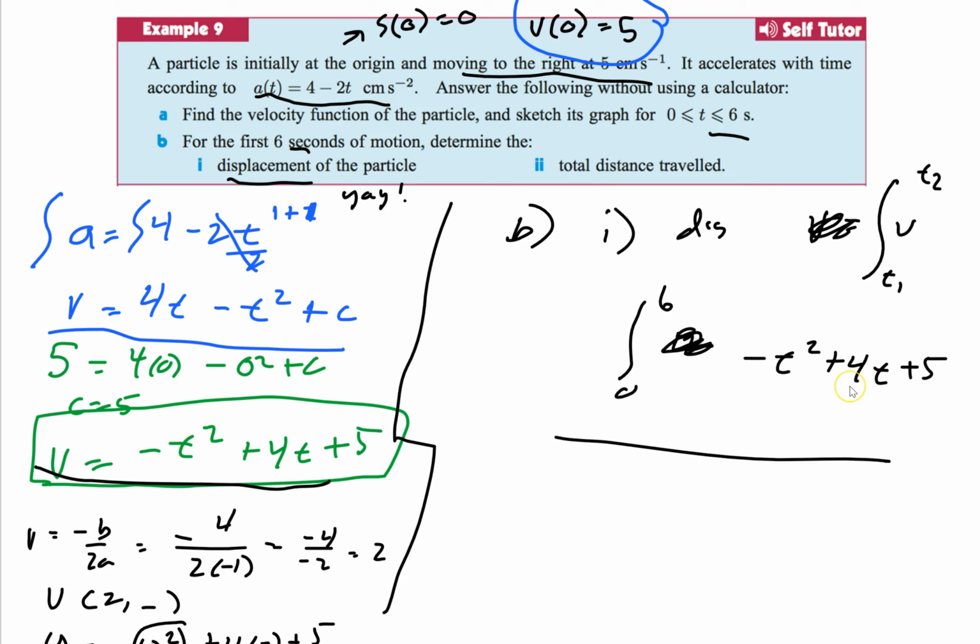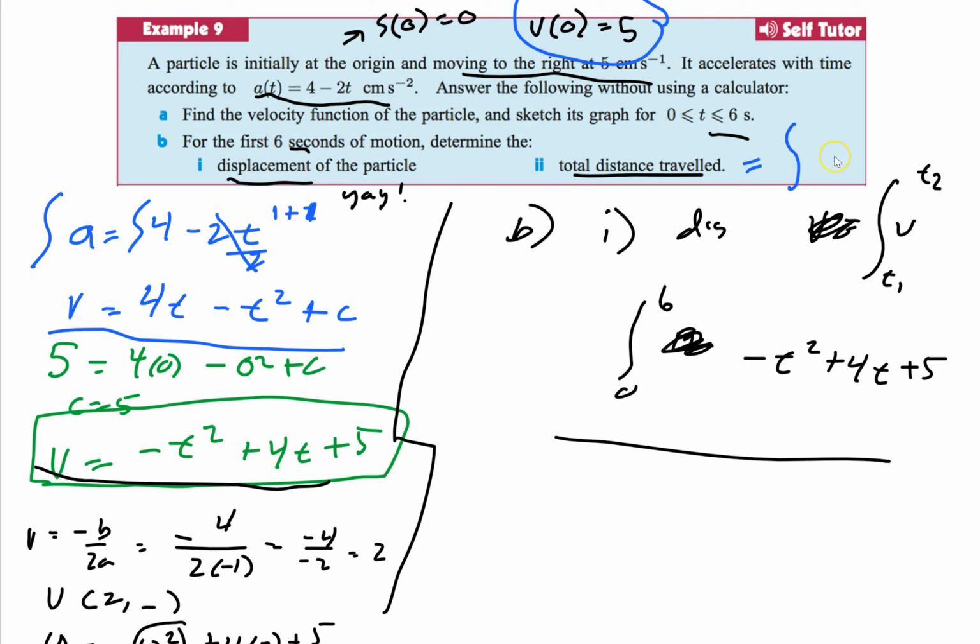That's an important one. That's too easy. Let's talk about total distance traveled. That's the annoying one. So total distance traveled is when you have to break up. And actually, I just looked it up. I was wrong. Displacement's not on your formula sheet. You just gotta know that one. Total distance traveled is on your formula sheet though.